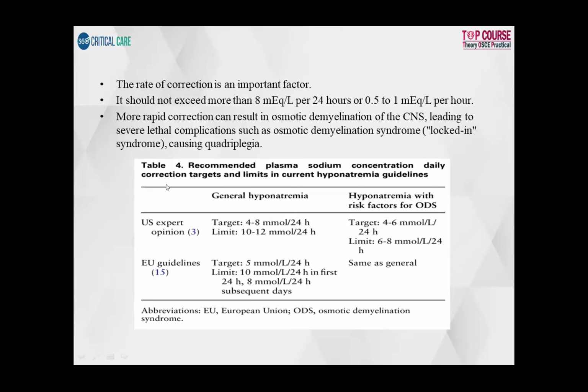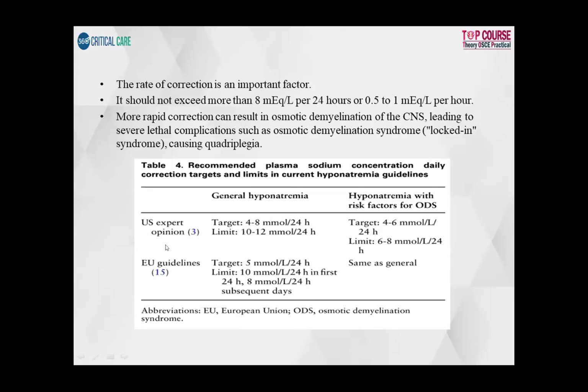So these are the two expert opinions or guidelines. In cases of general hyponatremia, the US expert opinion suggests that the target is between 4 to 8 millimoles per 24 hours, and the maximum limit you can go is 10 to 12 millimoles. But in patients who have hyponatremia with risk factors for osmotic demyelination, for example if the patient is alcoholic, has liver disease, pregnancy, or severe sepsis, in all these cases the target should be a little less, like 4 to 6 millimoles per liter in 24 hours, and the limit is between 6 to 8.